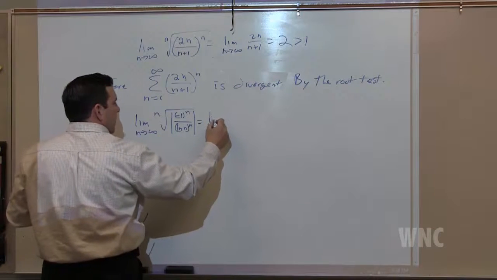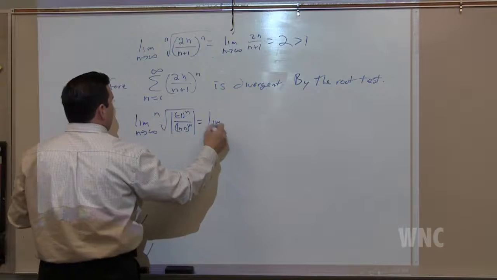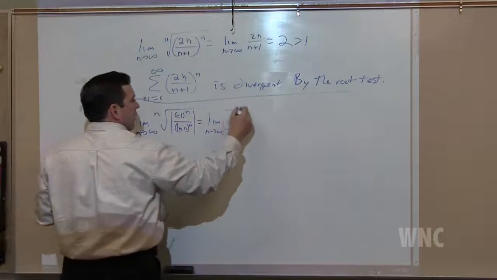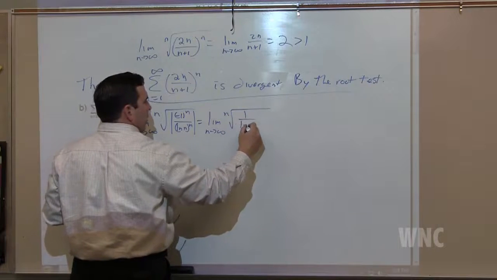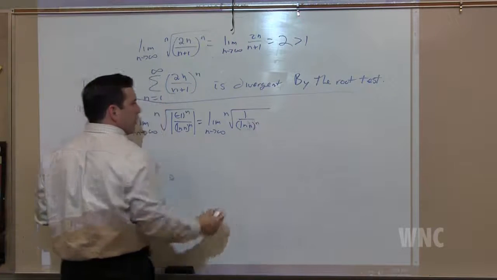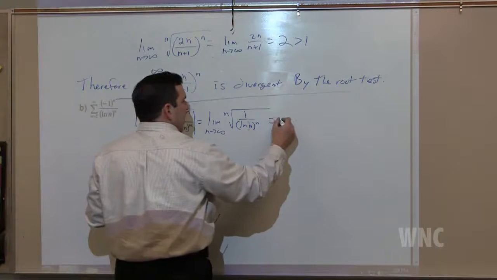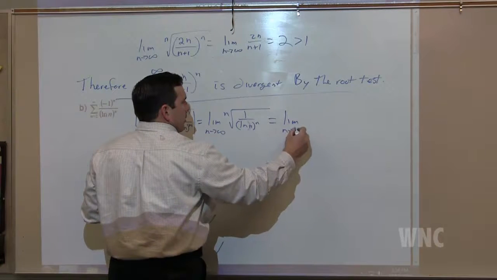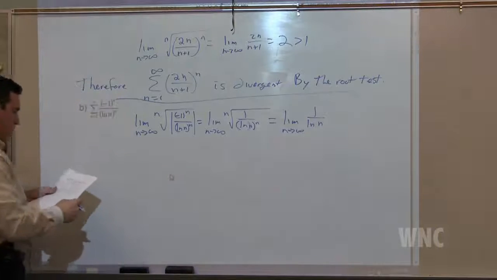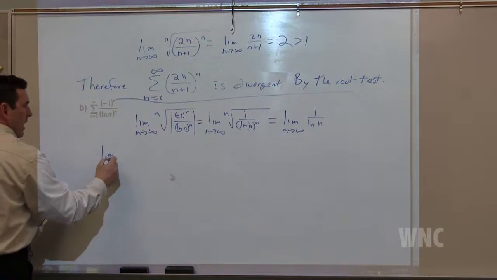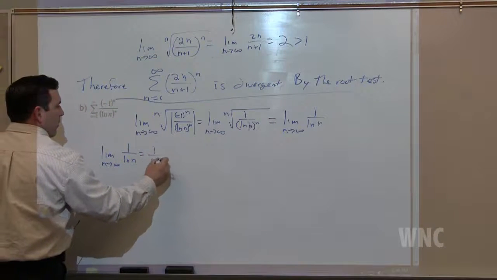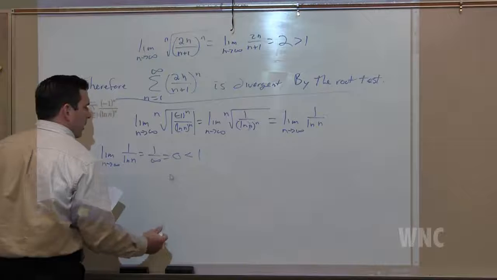And I'm going to do this in a couple of steps. So we have the limit as n goes to infinity of the nth root of 1 over natural log of n, that quantity to the n power. So we have the limit as n goes to infinity of 1 over natural log of n, which is 1 over infinity, which is 0. That's less than 1.